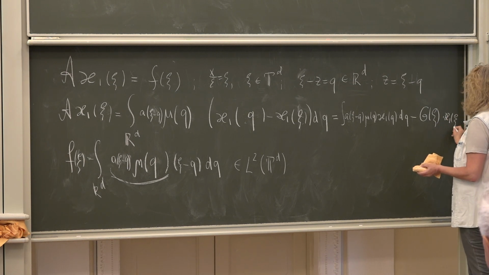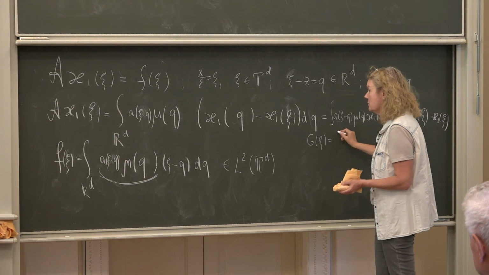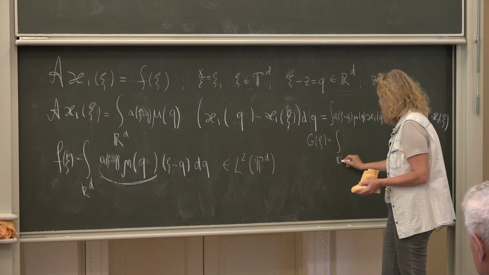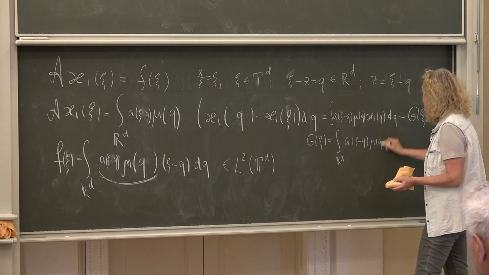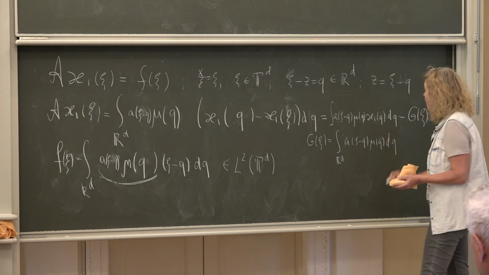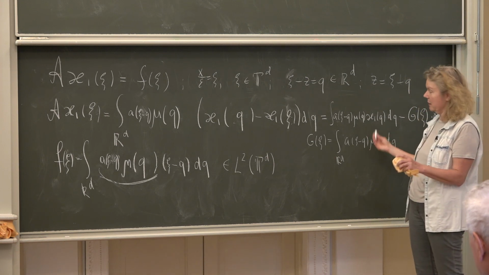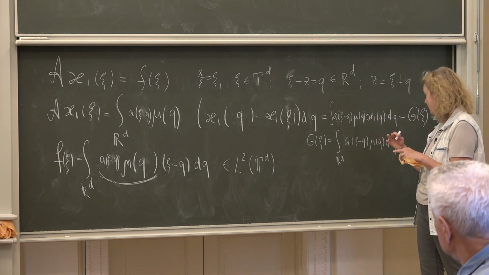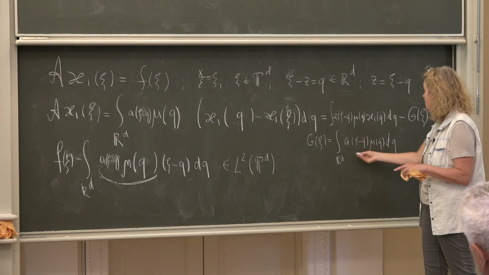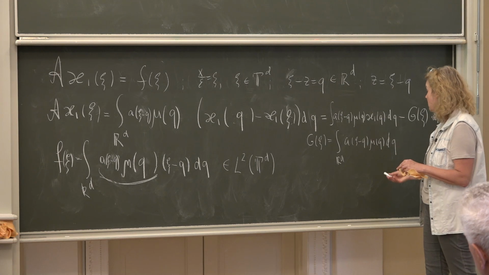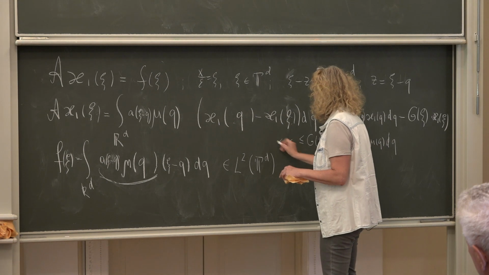kappa 1 psi, and G is a function which is equal to the integral in R^d of A psi minus Q Q dq. And using that, the function mu is bounded from below and from above by a positive constant, and the integral of A is again constant. We can conclude that this function is also between two positive constants.